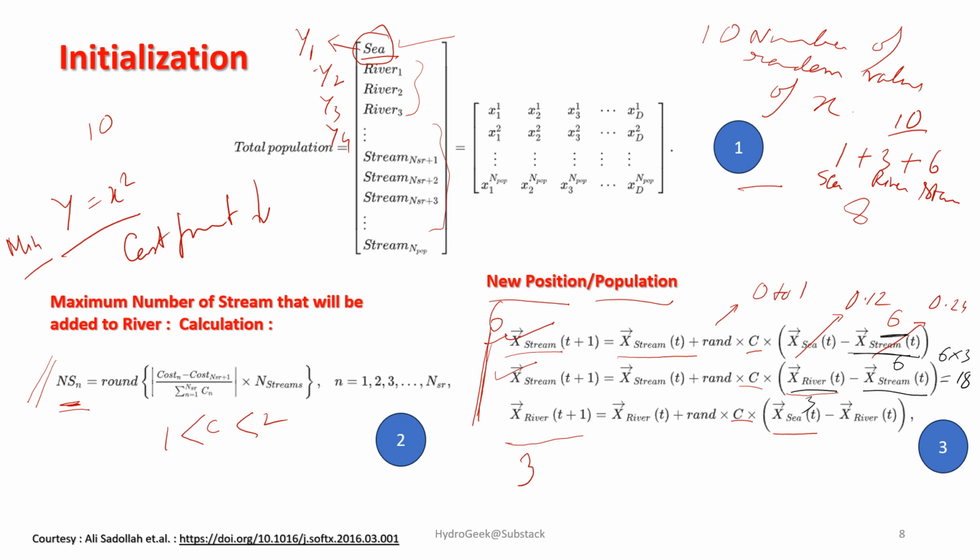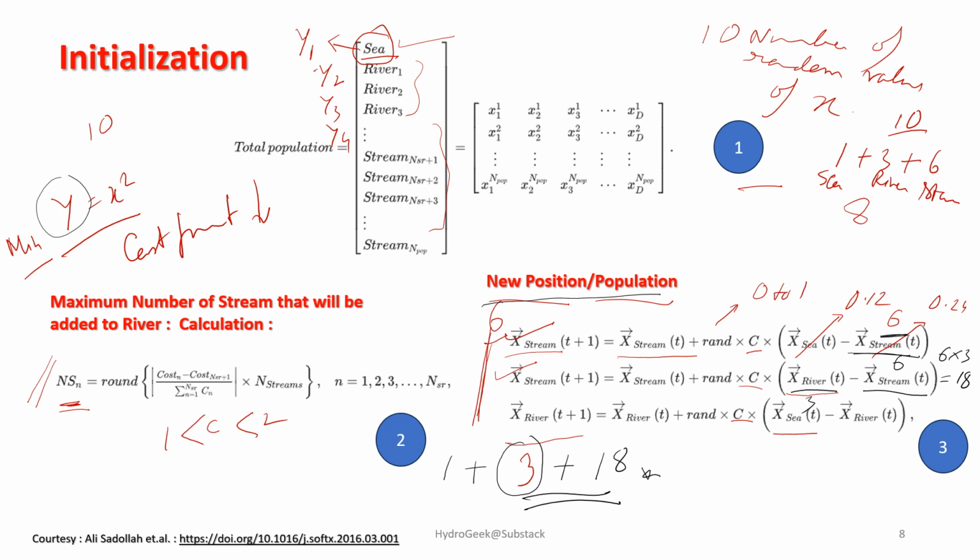So 18 plus 6, 24. And in addition to that, you can generate also 3 values of x river, right? So 3 values of x river, 18 values of x stream, and the original optimal value of xc remains as it is. A new value of x is not created by these formulas. So again, with the help of these 21 new values, we put them in the equation y is equal to x square and generate new values of y.